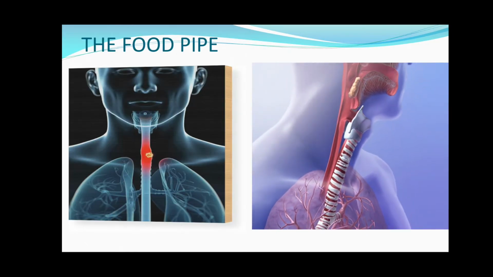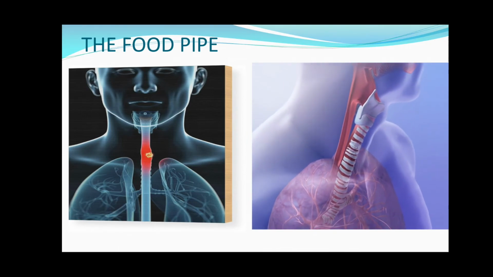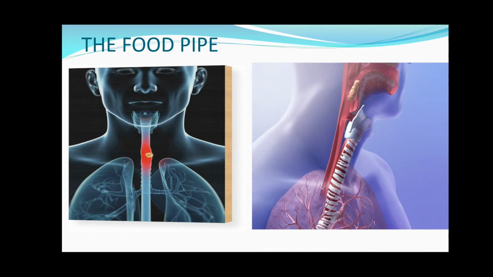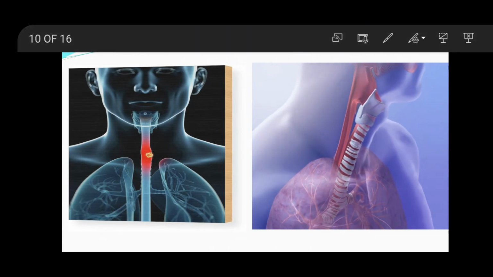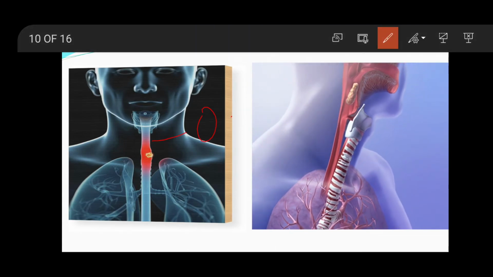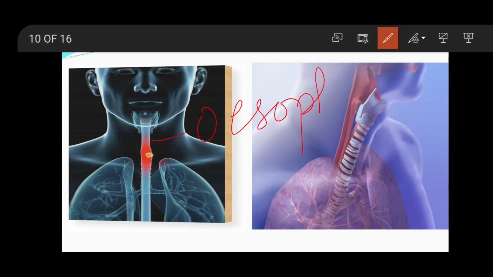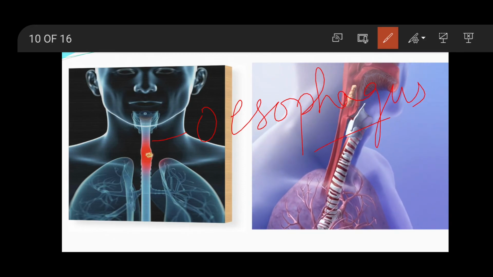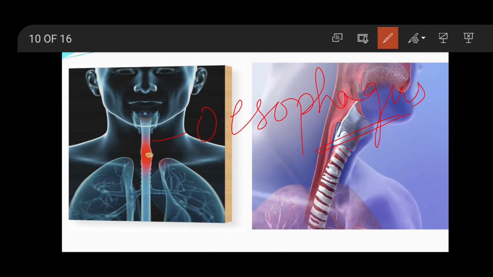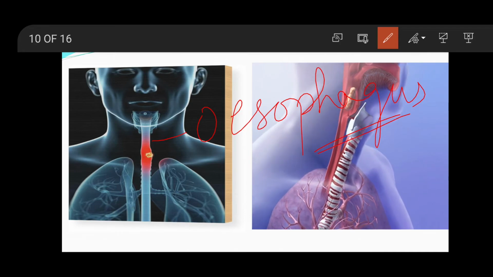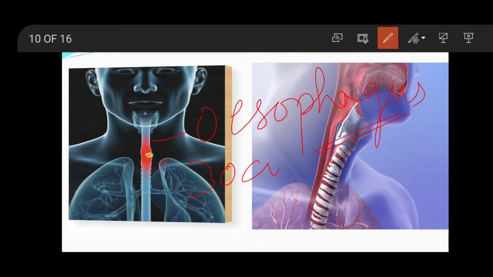Next is the food pipe. Students, the food pipe is also known as the esophagus, and it is a tube about 30 centimeter in length. So this is 30 centimeter long.